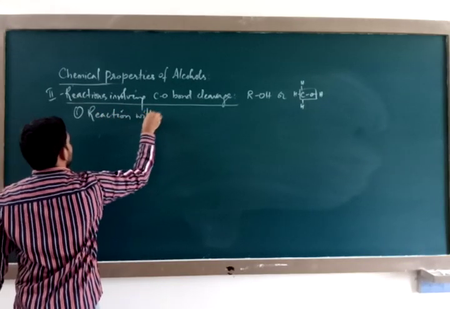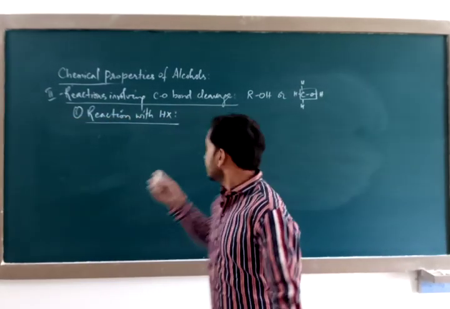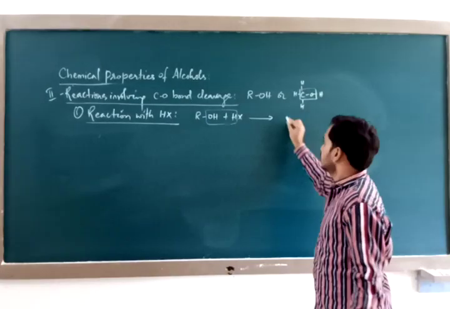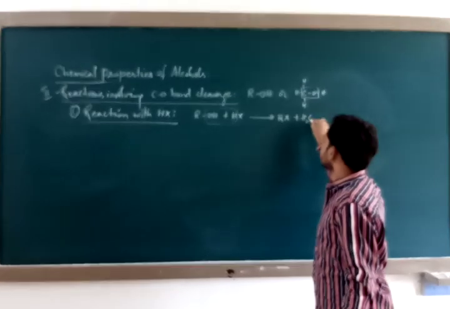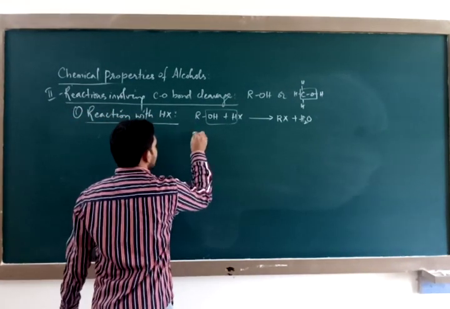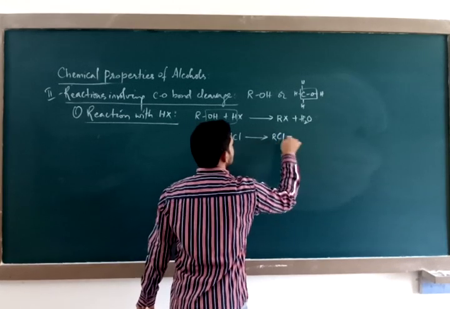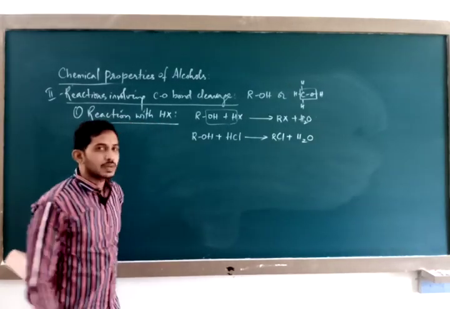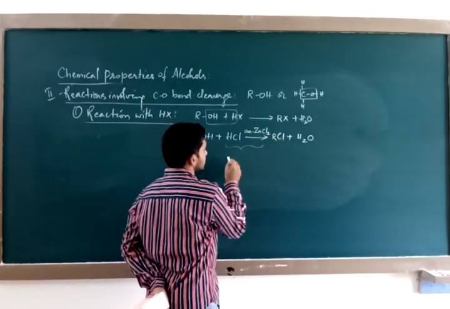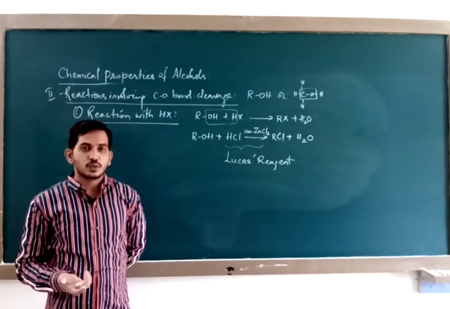Reaction with hydrogen halide. You should have studied this reaction even in the first organic chapter, haloalkanes and haloarenes. Whenever alcohols react with hydrogen halide, this part gets separated. The product formed is alkyl halide and water. To give a more specific example, if the same ROH is used with HCl, the product is RCl plus H2O. For this reaction to take place, you need anhydrous ZnCl2. A mixture of hydrochloric acid and anhydrous zinc chloride is called Lucas reagent.